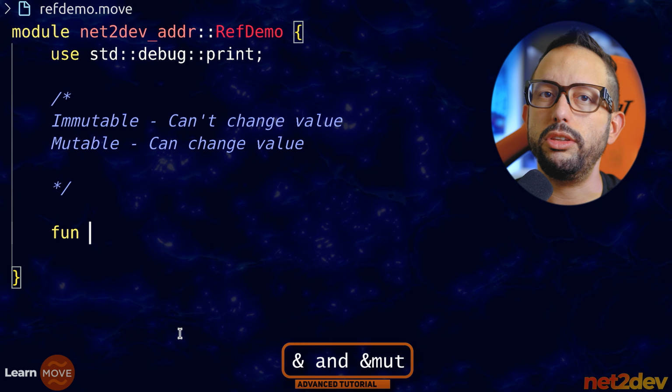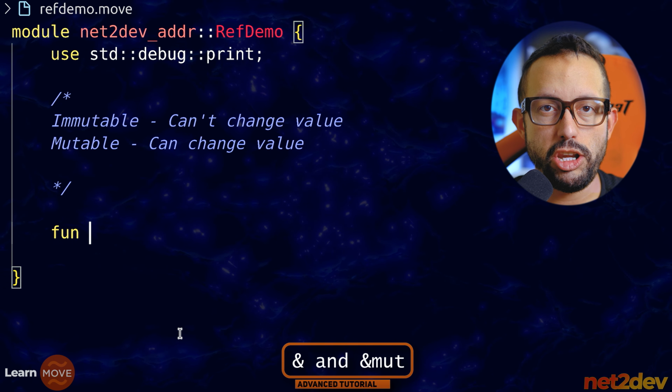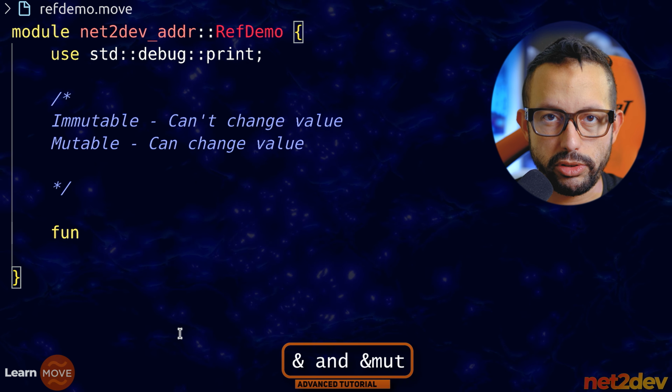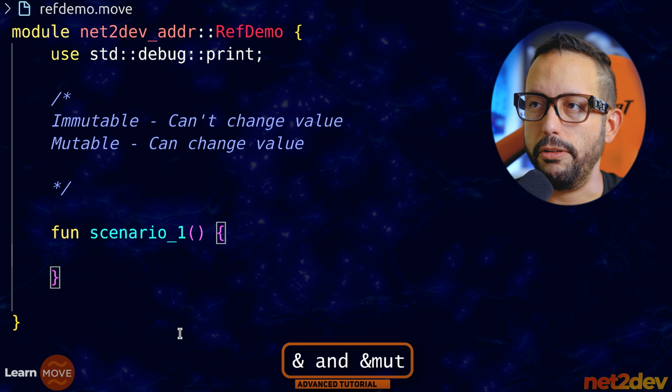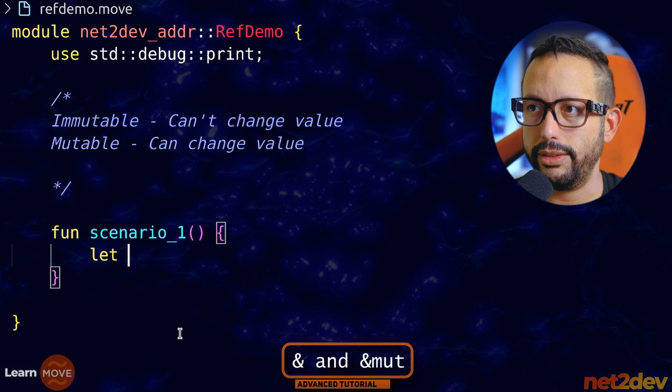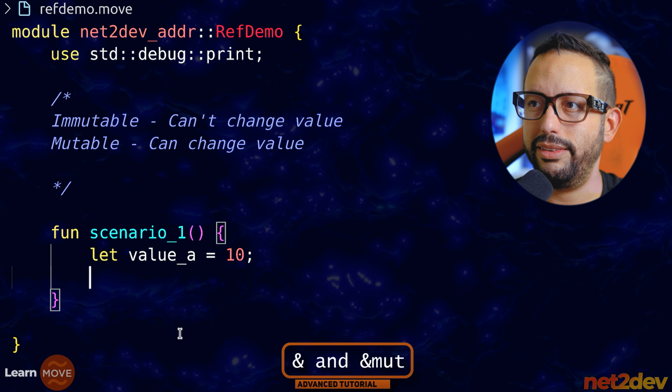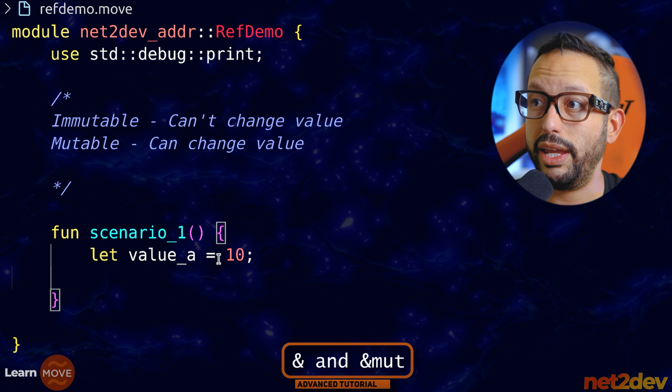So let's do a function. The first function is going to change a non-reference type to an immutable type. Let's take a look at that. Function, and I'm going to call this scenario_1. The first thing I'm going to do is declare a variable, let value_a, and let's say that this will be an integer. Okay, so this will be integer 10.